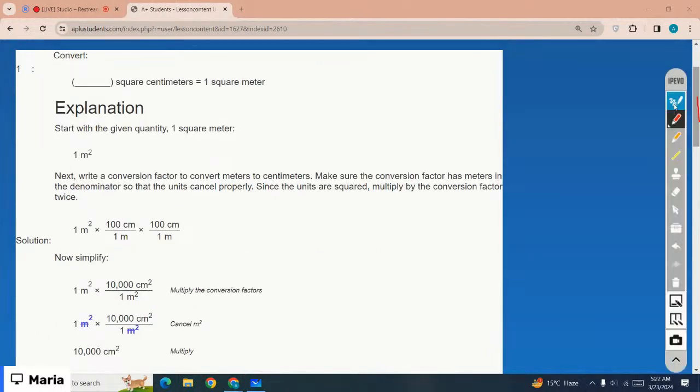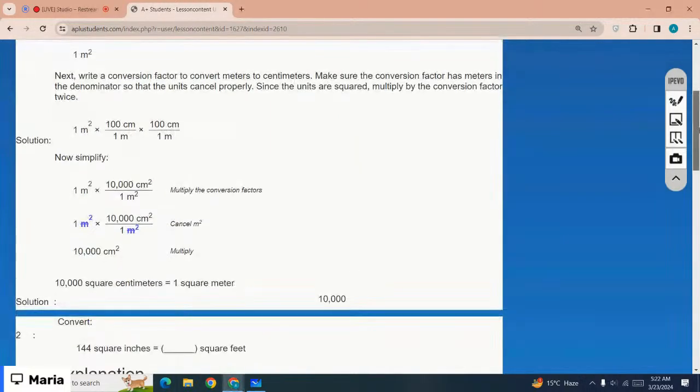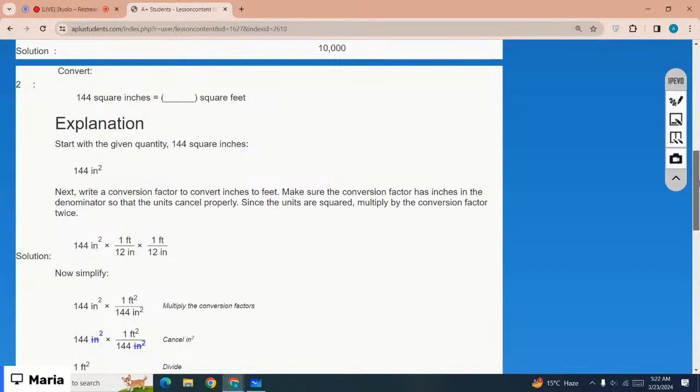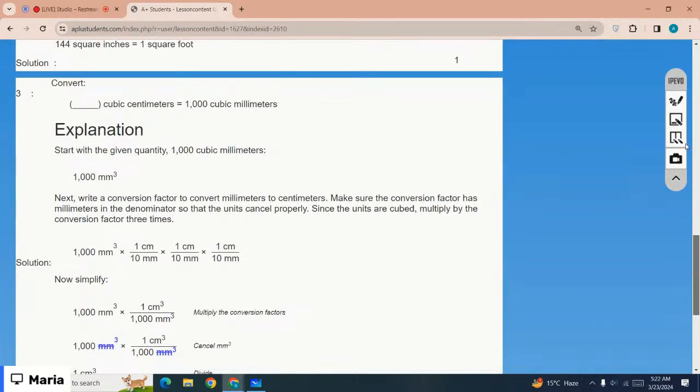Basically, 1 meter equals 100 centimeters. But here you have a square, so that's why you need to multiply. That is 1 square meter. You have to multiply it twice by 100 centimeters, right? You are left with 10,000 square centimeters. Got it? The conversion is basic. Okay, let's just look at this one.